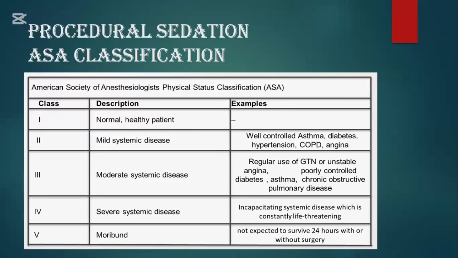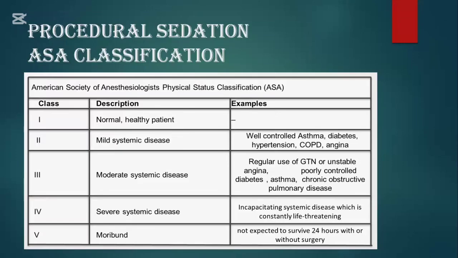Then comes class 4, that is a severe systemic disease. In this condition, the patient has a constant threat to his or her life. So if we do not act promptly, the patient may lose his precious life. Right? So the example could be an OBS patient coming with eclampsia, right? Abruption. That could be the case. We have to remove the sinister, that is the placenta.